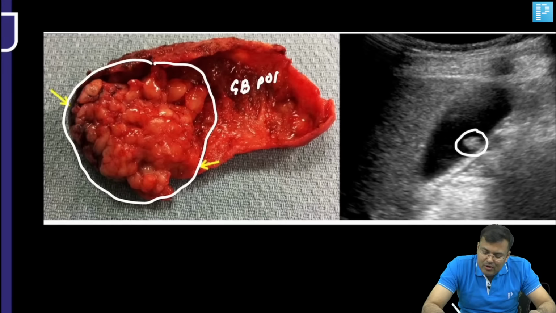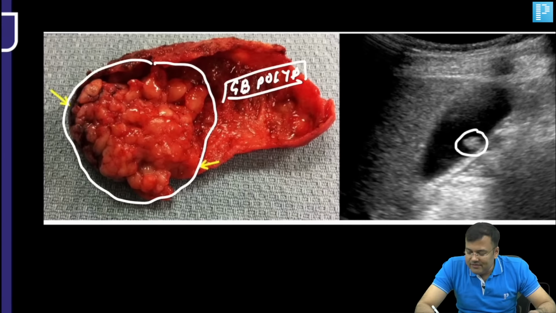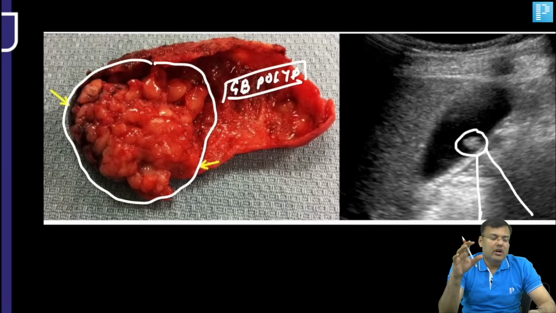How to differentiate polyp from stone on ultrasound? If polyp is there, there is no posterior acoustic shadowing, but if stone is there, you are going to notice posterior acoustic shadow. So, whenever the stone is there, posterior acoustic shadowing will be there. If the polyp is there, there is no posterior acoustic shadowing. So, what's the diagnosis here? This is gallbladder polyp.